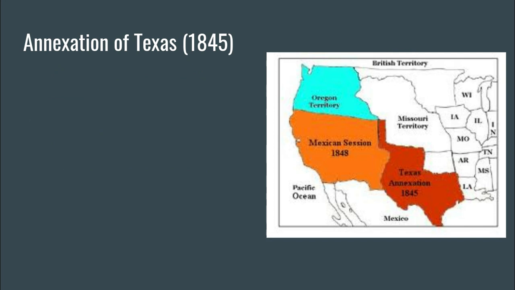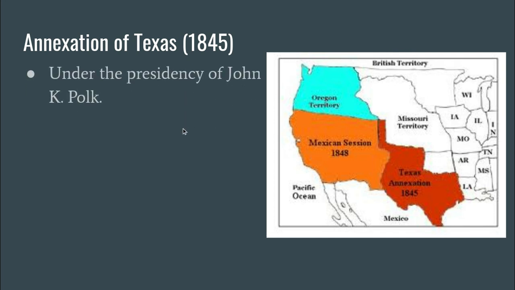So in 1845, under the presidency of John K. Polk, Texas becomes a state. And it's not only the modern day borders of Texas, but it also includes parts of New Mexico and Oklahoma and so on. So it was not just Texas.